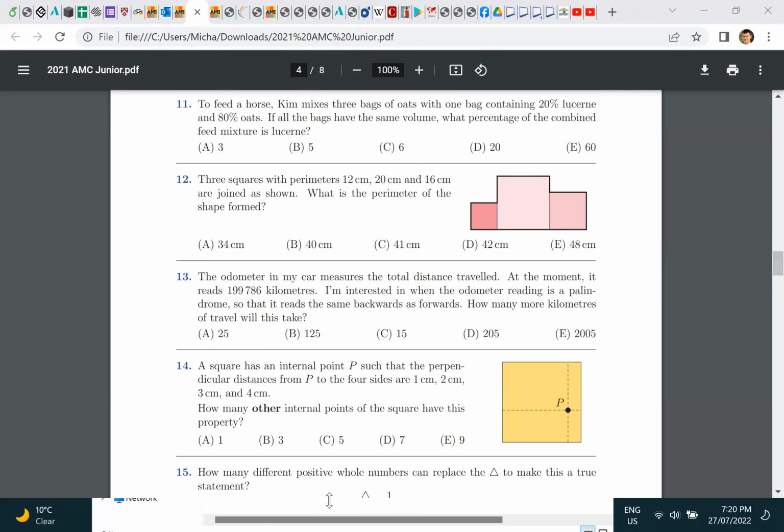Yeah. That makes sense? 3 bags can only have oats. 1 bag has 20%. Okay. Yeah, okay.